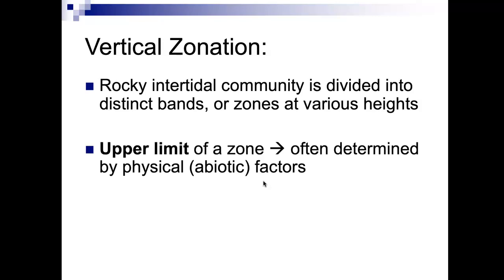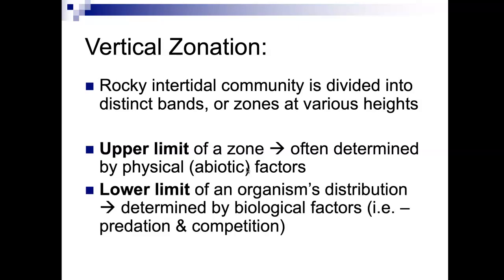It helped us establish that in the upper limit of every zone, there was typically physical or abiotic factors. Abiotic, remember, means non-living, without bio, living, so non-living factors. So things like desiccation, temperature changes, salinity changes, things like that. The lower limit of each organism's distribution was determined more by biological factors, things especially like predation and competition.